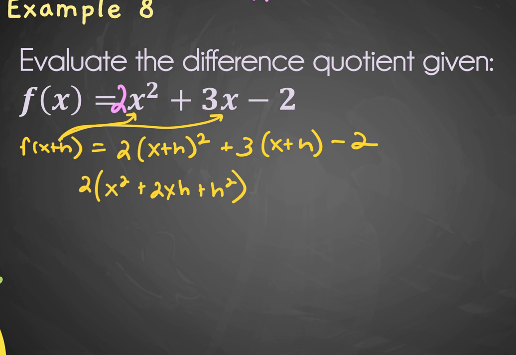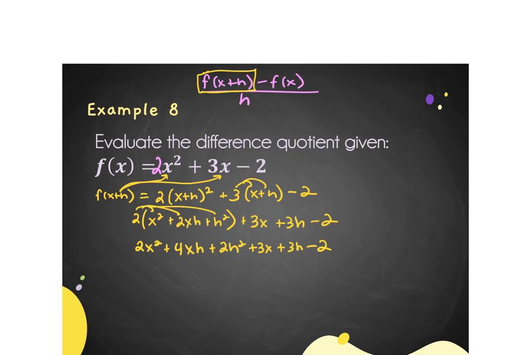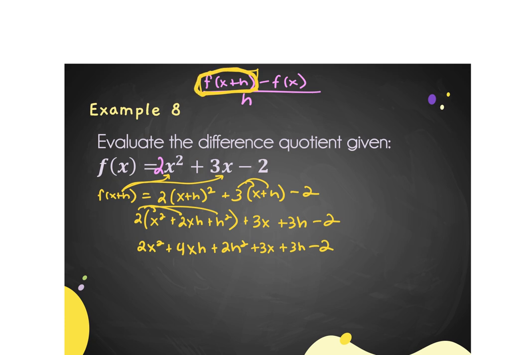Distribute the 3, plus 3x plus 3h, subtract the 2. Distribute the 2. So 2x squared plus 4xh plus 2h squared plus 3x plus 3h minus 2. That whole thing is your f of x plus h. Now what? Good. Subtract your original f of x.